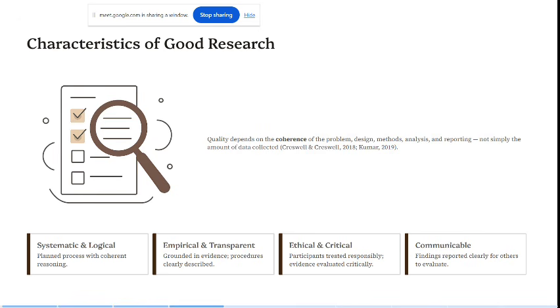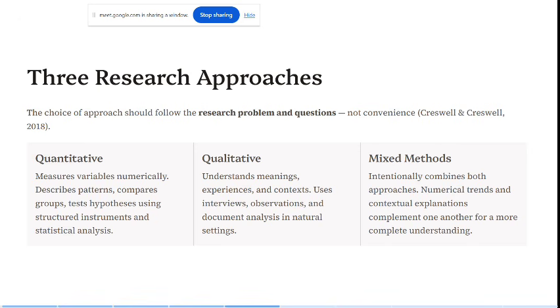So a study or a research project should have these characteristics. I said that before: your study should be systematic and logical, empirical and also transparent, ethical and critical, okay? And as well communicable. These are the characteristics that we previously talked about, all of them. So I know most of you now understand these points one by one. So let's move from this slide, the characteristics of research.